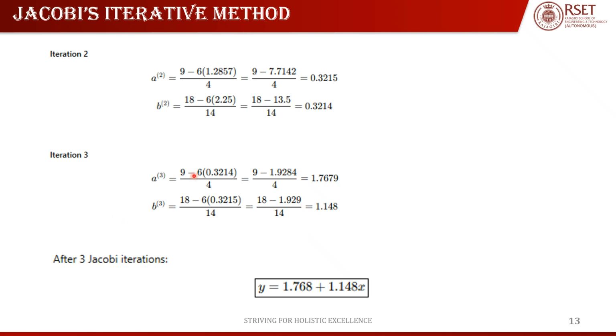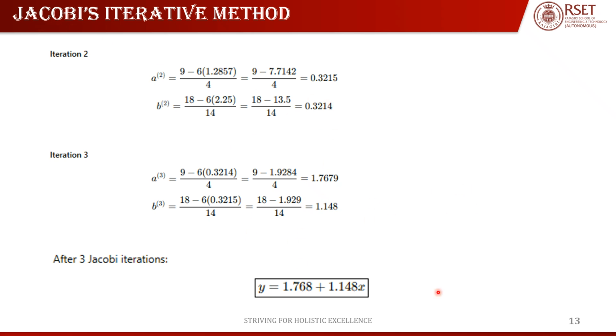So you had the curve y equals ax plus b, and your a is approximated as 1.7679, and your b is this one. So y equals ax plus b, so it will be y equals 1.768x plus 1.148. This is approximated as 1.78. Okay, so this is the way you do the Jacobi's iteration.